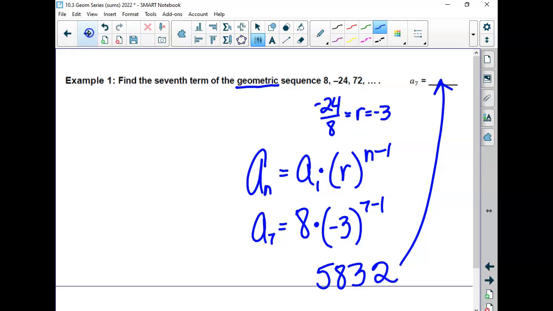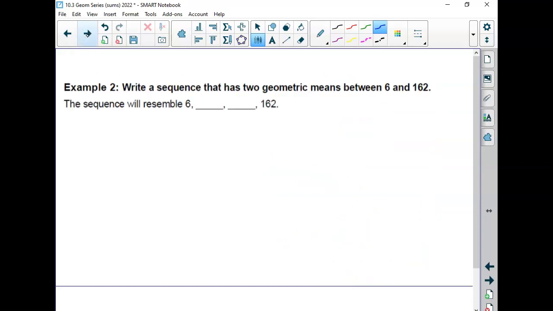Eventually today we're going to talk about sums, but I think first we're going to talk about some missing terms. Okay, 2 missing geometric means between 6 and 162. We have done this as well, we just didn't call them geometric means. If there's 2 missing terms in here, how many times did they multiply by r? Once, twice, 3 times, okay?